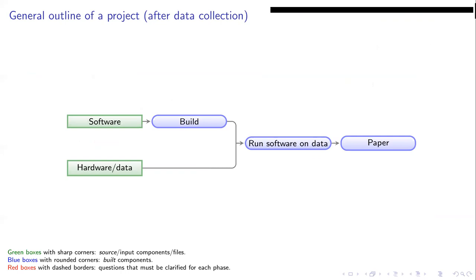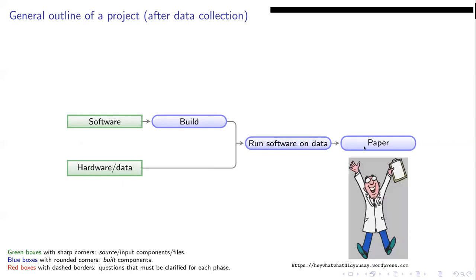So let's just have a look at the general outline of a project. You have hardware, you have data, you have your software, and then you build your software, you run the software on the data, and boom, you have your paper. Everything is really exciting, and you're going to get published and get good grants and continue happily ever after, right? There are some questions, and we'll look at these questions one by one.